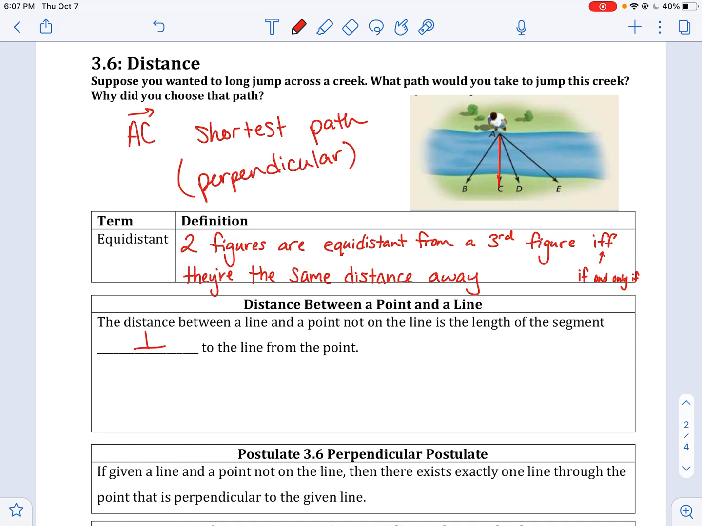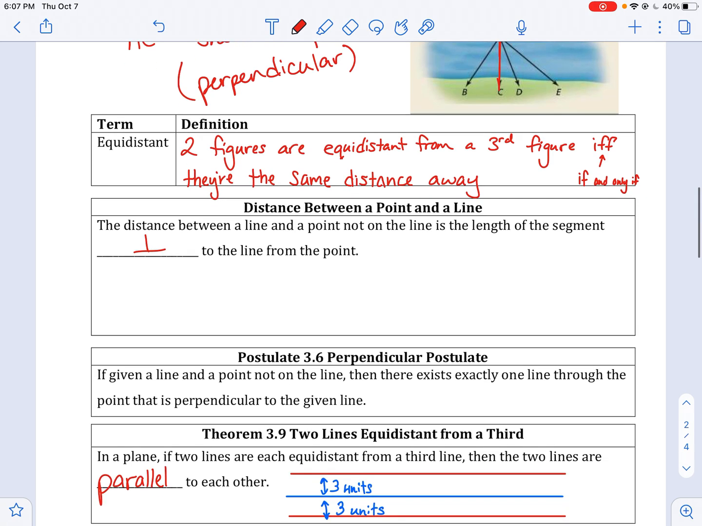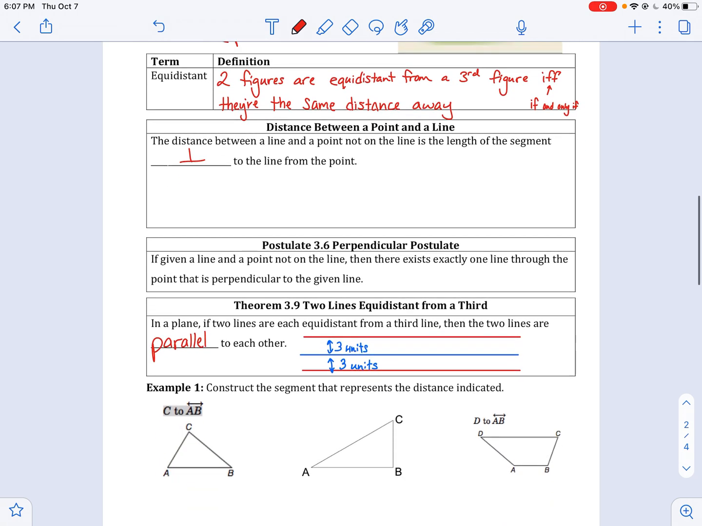So we've got some vocabulary. You can always pause the video and just get this vocabulary down. That'll probably be the easiest way to do it, and then unpause when you're done.